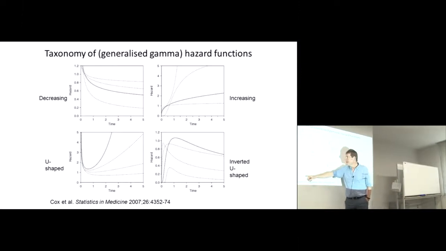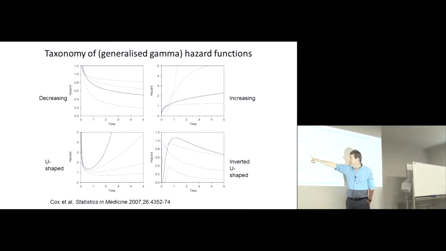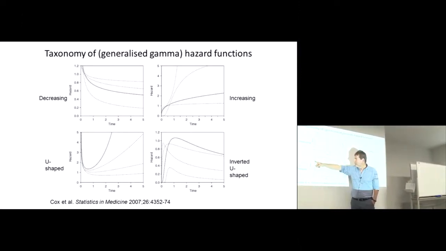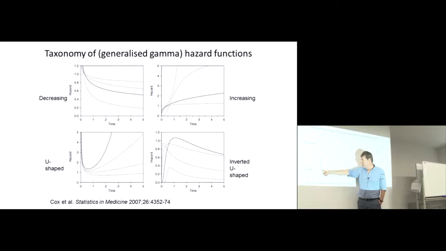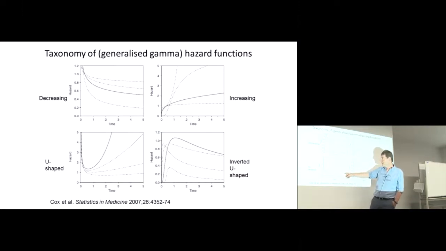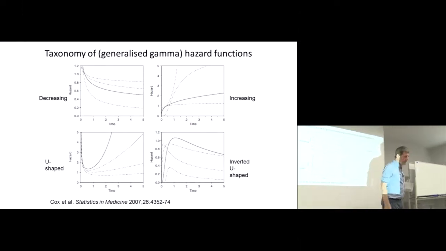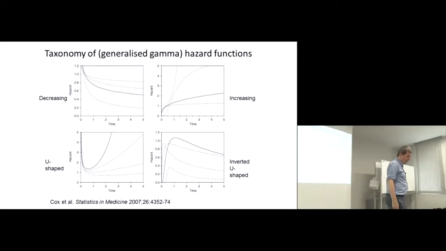It's a U shape here where the risk of death is really quite high to start with, but if you survive the first few weeks, then the risk falls quite dramatically, and then it might begin to increase slowly over time, or it might go up more rapidly over time. These are all potential shapes.